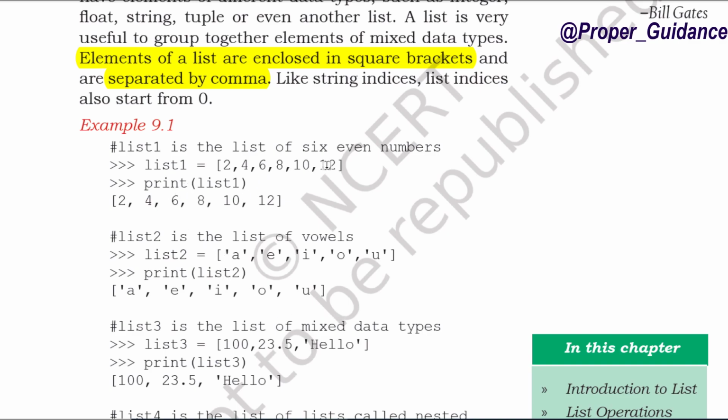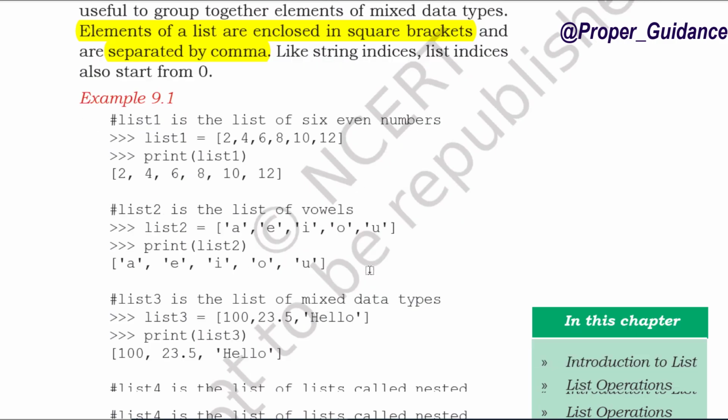List 1 is the list of 6 even numbers. You know, even numbers 2, 4, 6, that are divisible by 2. So we are taking a variable list 1 equals to, this is the square bracket, as we have read previously, that all the elements of the list are written within that square bracket. So 2, 4, 6, 8, 10 and 12 are the elements of this list 1, and when we print list 1, we will get 2, 4, 6, 8, 10, 12.